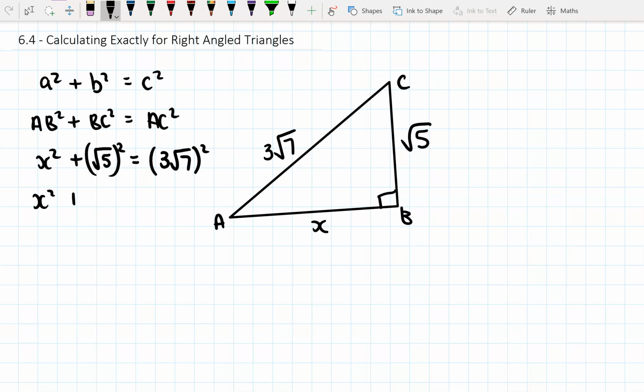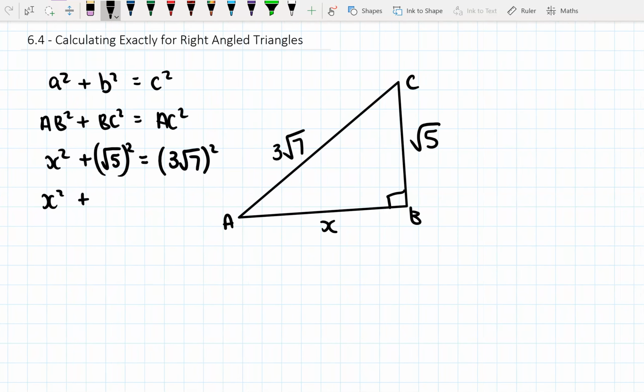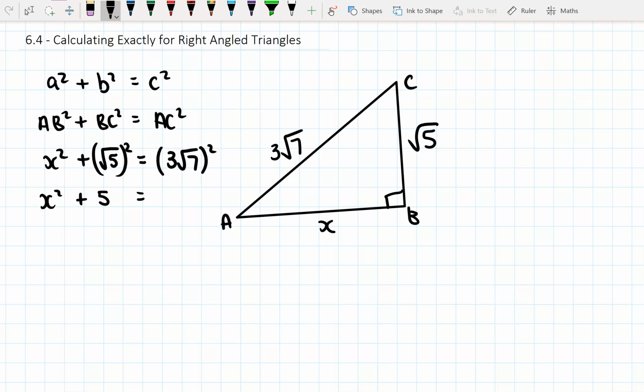We have x squared plus the root of 5 squared. If we square a root, we just get whatever's under the root. So we have 5 is equal to... Now here, when you apply the square, you have to also apply it to the 3 and not just to the root 7. So we get 3 squared, which is 9, times root 7 squared, which is 7. So x squared plus 5 is equal to 63. We minus 5 from both sides to get x by itself. So x squared is equal to 63 minus 5, which is 58.